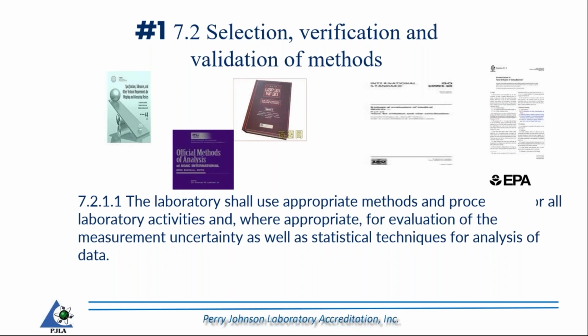All right, we've made it all the way to the number one area where assessors at PJLA wrote the most nonconformances during 2023, which is section 7.2, selection, verification, and validation of methods. So, of course, 7.2.1.1: yes, you have to use appropriate methods for all laboratory activities and, where appropriate, for the evaluation of measurement uncertainties.